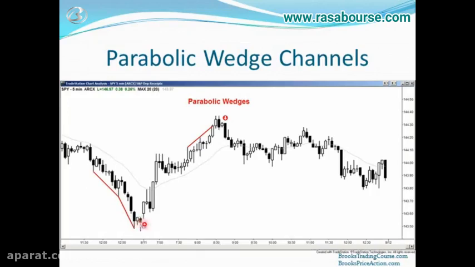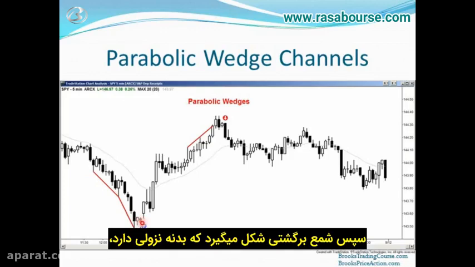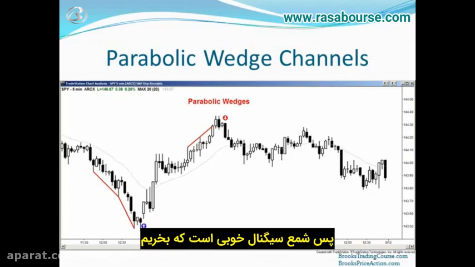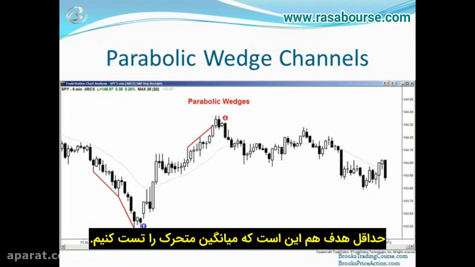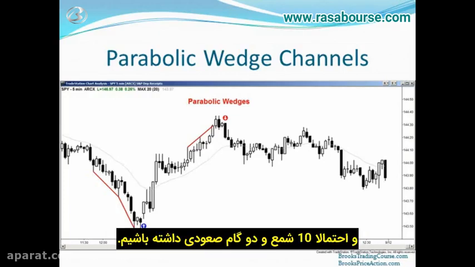1-bar final flag. A reversal bar has a bear body, but it has a close above the midpoint. So it's a reasonable signal bar for a test up to the minimum target of the moving average, and probably at least 10 bars 2 legs up.